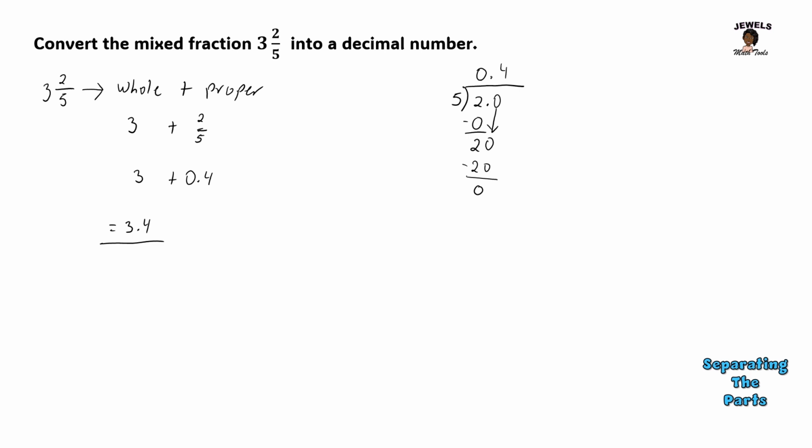And this is the second method that we've learned. So for most of you, this method would probably be easier and in some sense a whole lot quicker than using the first method of converting it into an improper fraction and then performing the division afterwards.